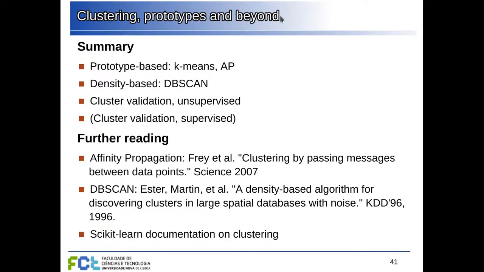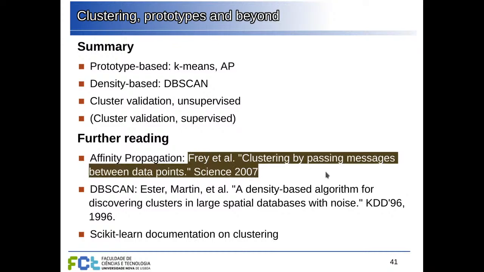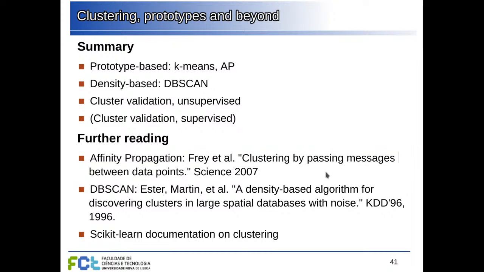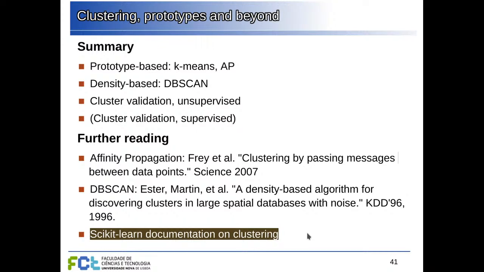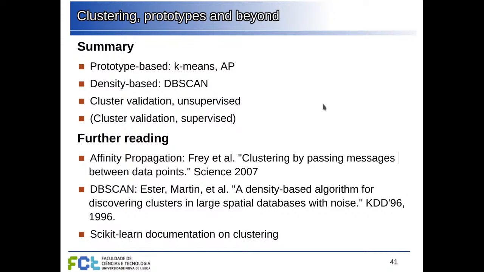We saw a brief overview of unsupervised cluster validation, looking at the internal metrics of the clusterings we create. We are going to look a bit more at supervised cluster validation, or at least a comparison with external labels, next week. For affinity propagation, if you want to look into more detail, you have the algorithm in this paper. For DBSCAN, you have the paper here. But you should take a look at the scikit-learn documentation on clustering. You have many examples and explanations of the different parameters that you can use.